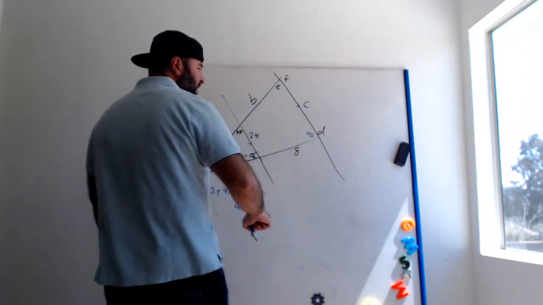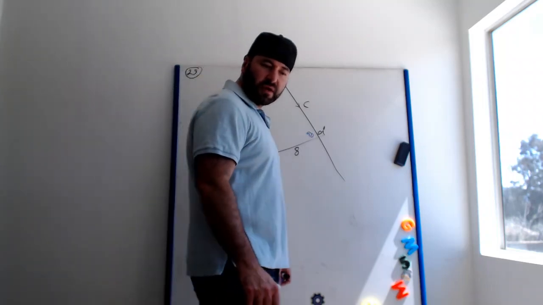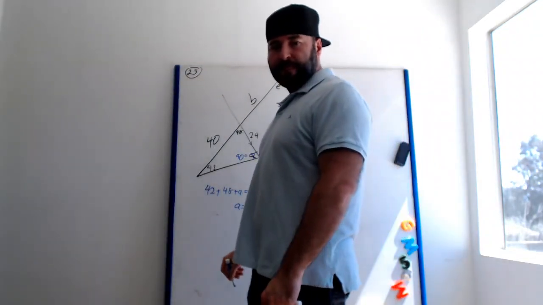And this 90-degree angle makes a linear pair. So we're going to go ahead and label that as 90 degrees as well. Okay?